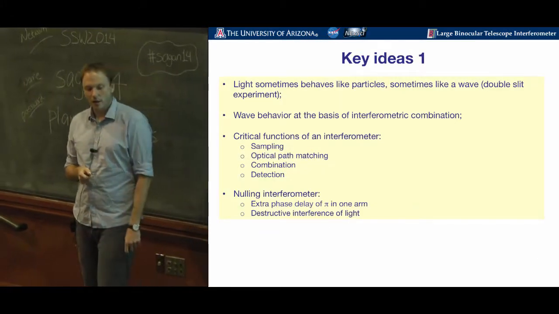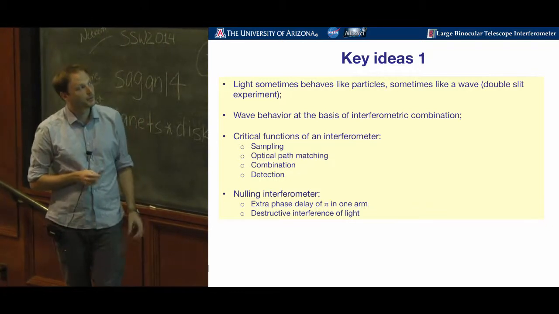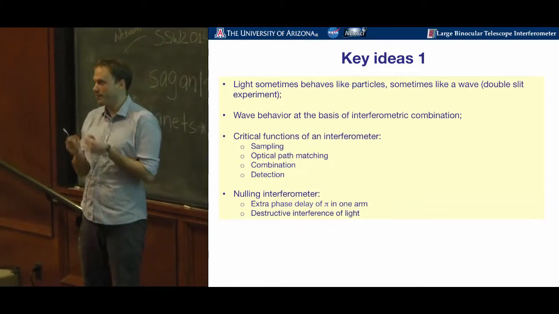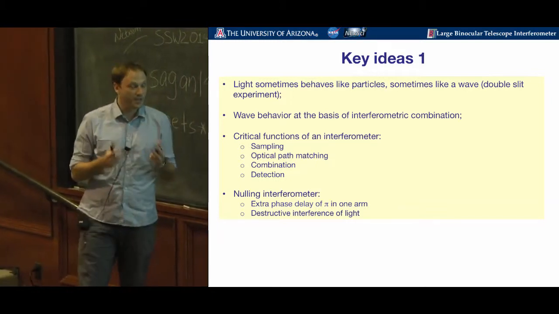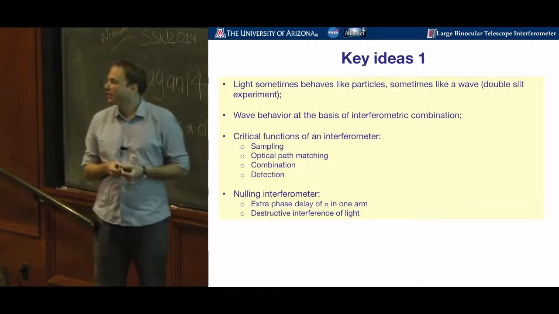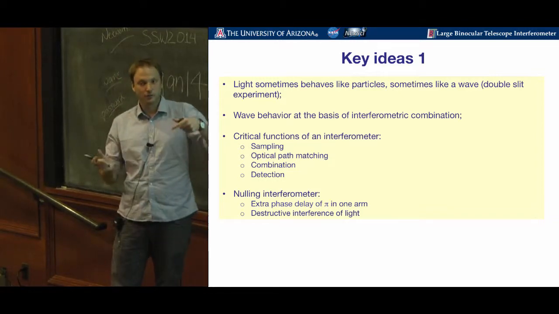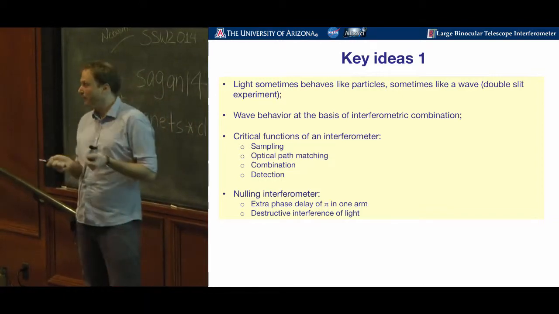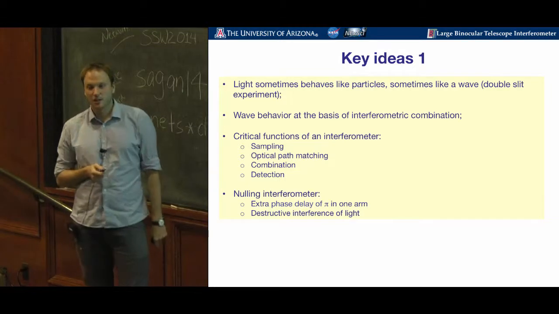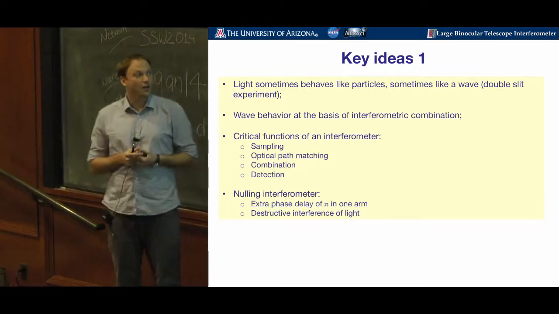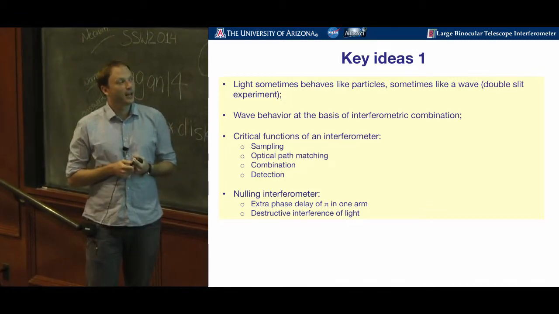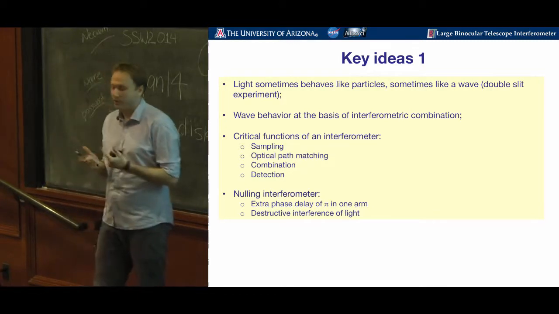So let me go back to the key ideas. Maybe it's really simple for everyone, but quickly. Light behaves sometimes as a particle, a stream of particles, sometimes as a wave. The wave behavior of light is at the basis of the interferometric combination. A few critical functions of any interferometer are the sampling of the wavefront at different locations, matching the optical path of the different beams, and combination and detection. And for a nulling interferometer, it's the same principle. There is an extra phase delay, a pi phase delay, in one arm. And the idea is we want to create a destructive interference on the line of sight.